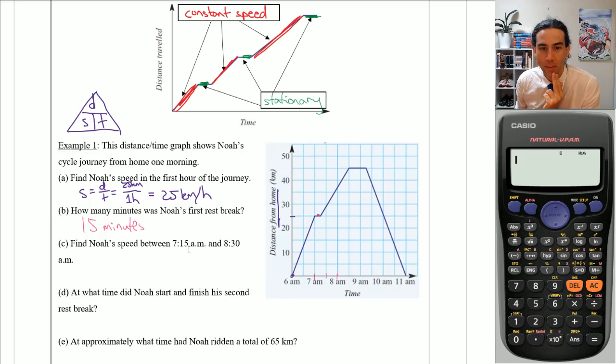Find Noah's speed between 7:15 and 8:30. So 7:15, that's when the break ends. And 8:30 is there. So from there to there, speed, again, what's our formula? Speed is distance over time. How far does Noah travel? From 25 to 45. That is a total of 20 kilometers.